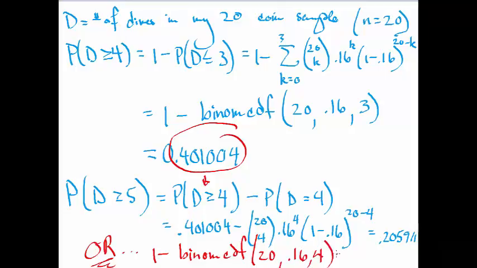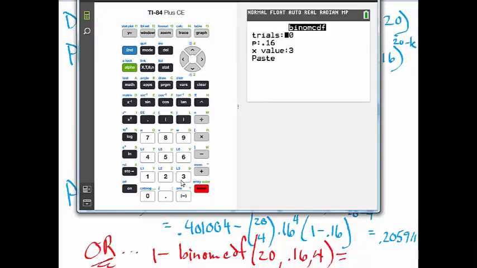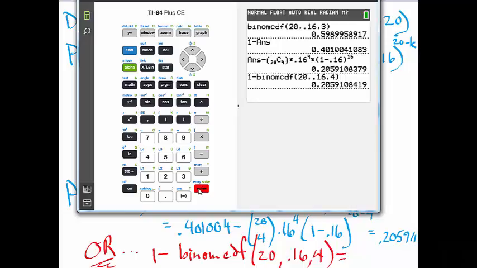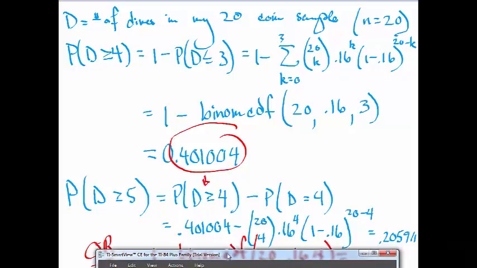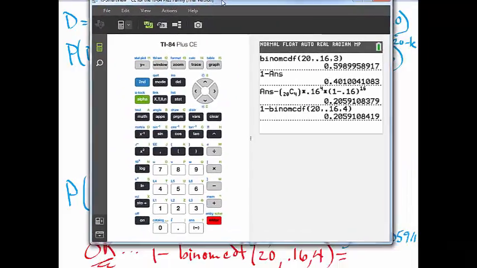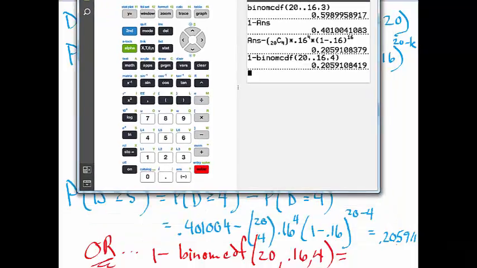Or, of course, I could just do 1 minus binomCDF with N, P, and up to and including 4, and see what that brings me. 1 minus binomCDF of 20, 16%, 4, and you get exactly the same thing. They're not exactly the same because remember we rounded when we found the chance that D was greater than or equal to 4. We rounded at the 6th decimal place, so it should be off somewhere around the 6th or 7th decimal place, and it is. But that's okay. It doesn't make a huge difference.